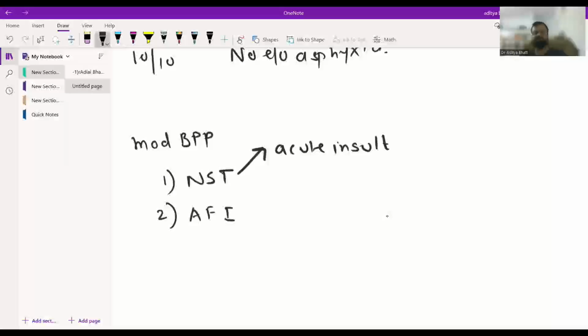If NST is abnormal, it is suggestive of acute insult, while amniotic fluid index abnormality is suggestive of a chronic insult. So this is a very good modification, and it shows you if it is an acute insult, a chronic insult, or probably no insult. So this is very, very important, that NST and AFI you can go for.